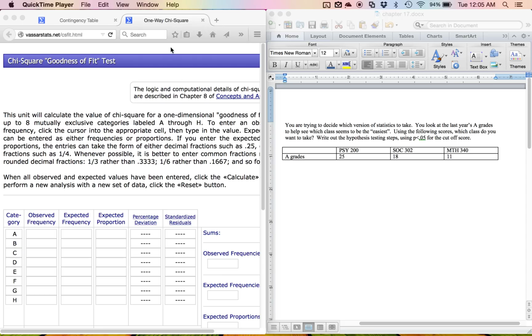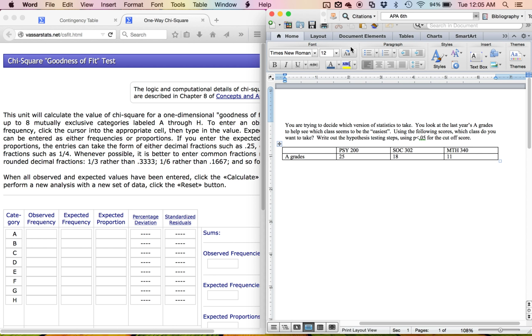Alright, so to get to this website, I just googled VassarStats chi-square. They have a ton of different cool things online that you can use, but we're going to use their goodness of fit test and their contingency table versions.